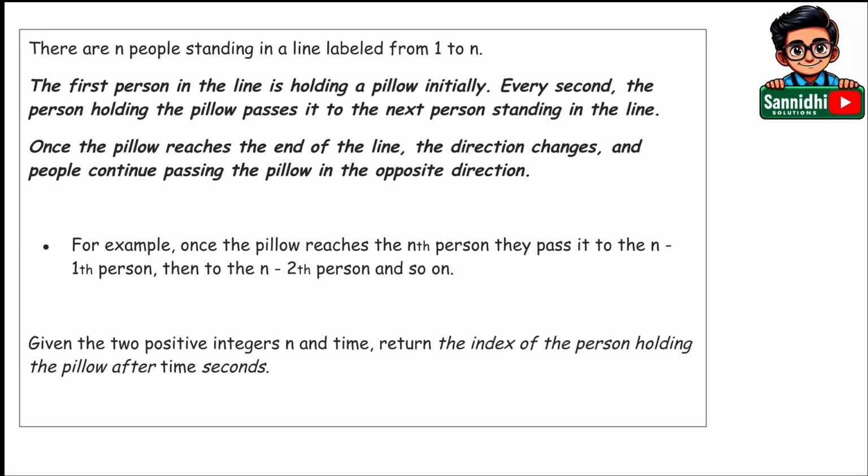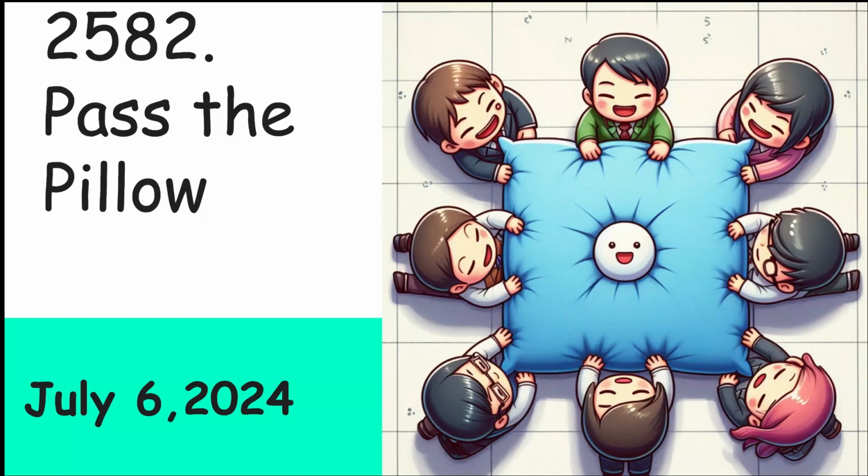So as you can see here, it is kind of a cycle where it will start from person 1 to person 2 and person 3, person 4, person 5, person 6, person 7 and person 8. So once it reaches the end of the count, again it will come back and it will do this until the time seconds.